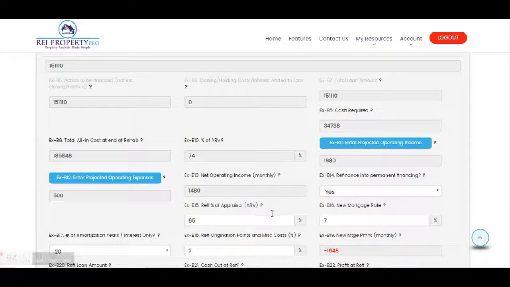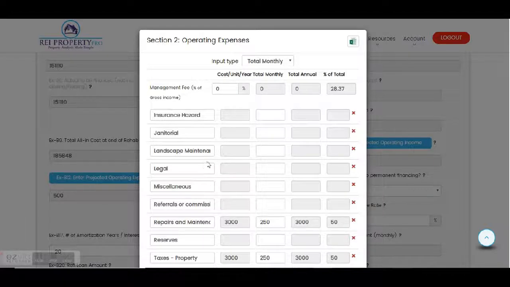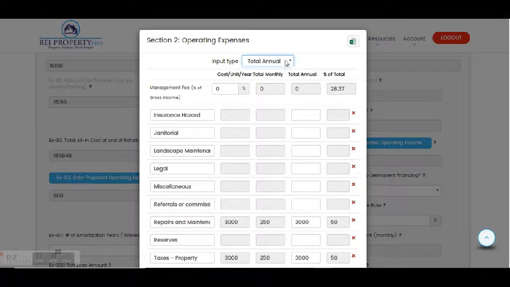Now we're going to estimate our operating expenses. At the top here, you will have 3 different options instead of 2 for calculating the expenses. You can choose to use the cost per unit per year, a monthly input, or an annual input. Again, as you change between these 3 options, you will see how the boxes in that section will light up for your inputted information. I usually use the monthly input.